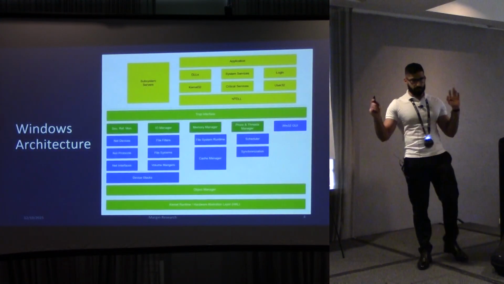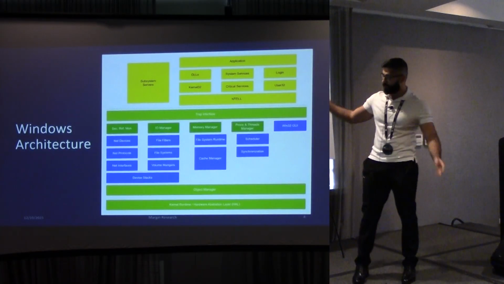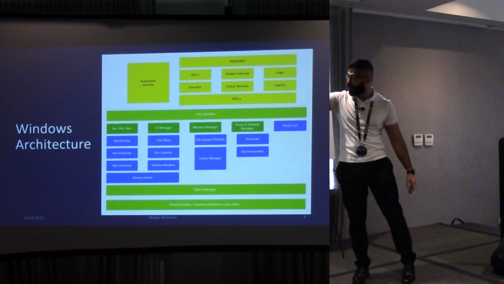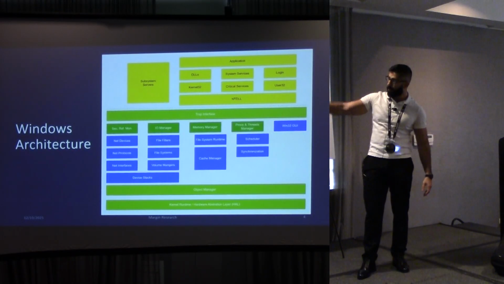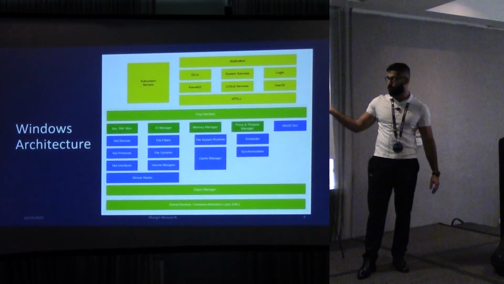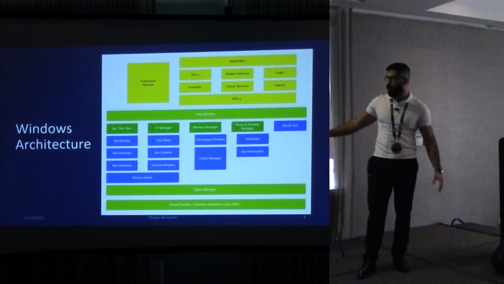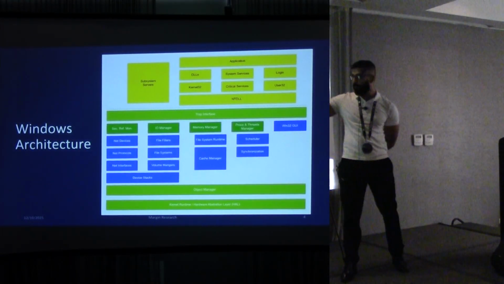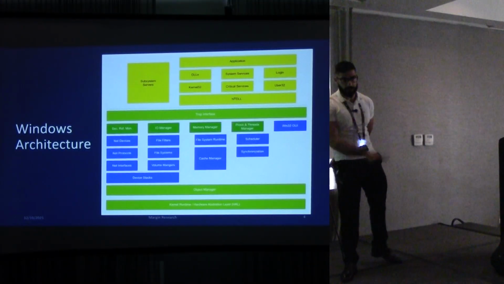Now, let's discuss the Windows architecture. It looks something like this. Up above that dotted line, that's your user mode. Below the dotted line, that's your kernel mode in the OS. Typically, applications live in that application block.